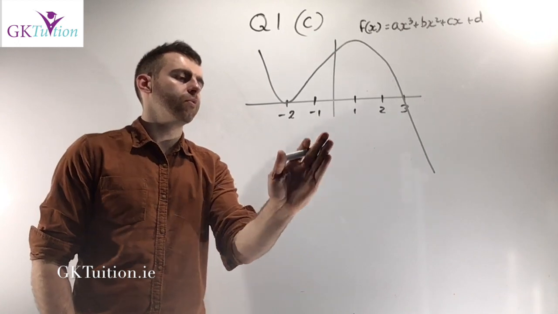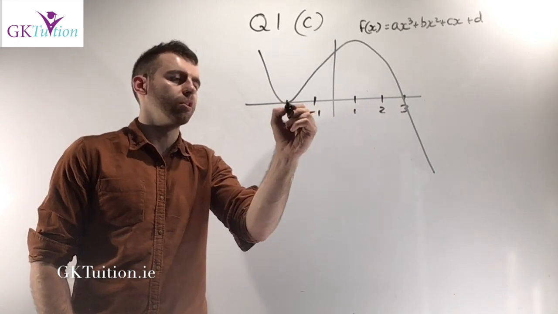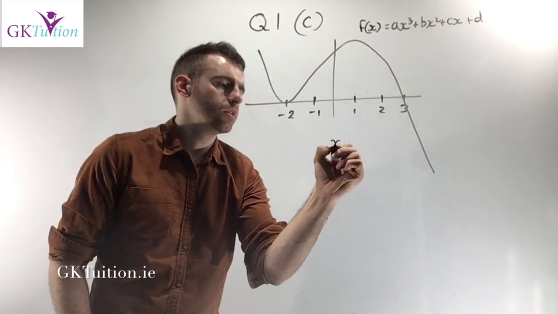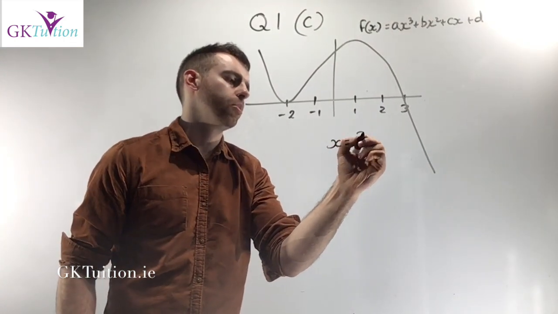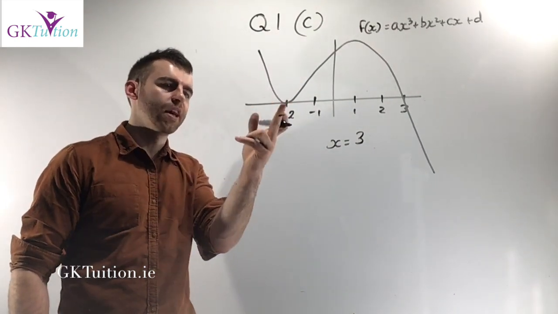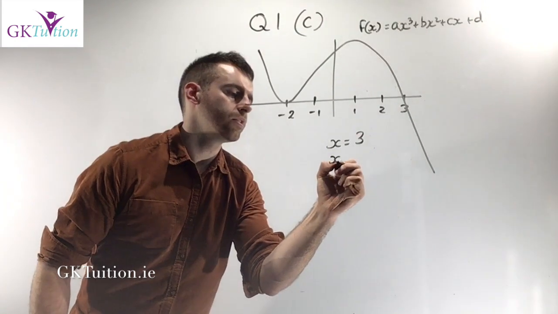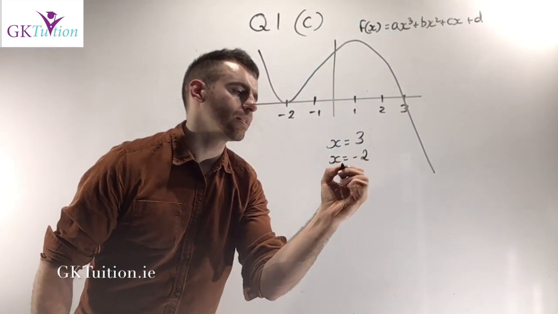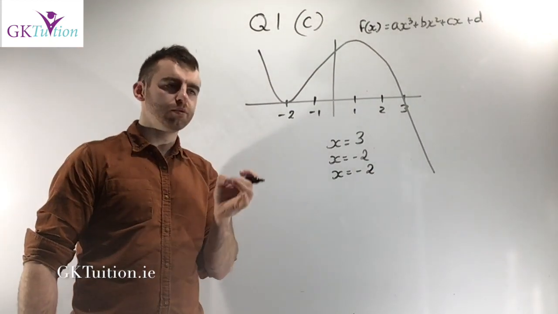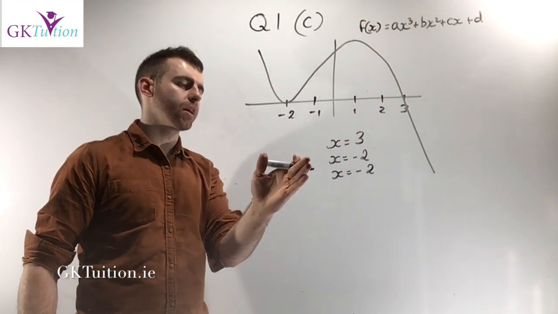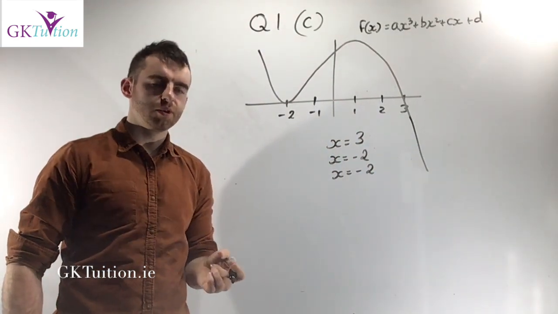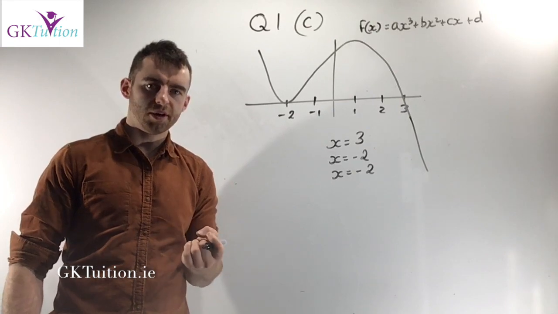The first thing you should have honed in on was the points where this curve crosses the x-axis. It crosses the x-axis here at 3, which tells me that one of the roots of this cubic is 3. It crosses the x-axis, or it turns on the x-axis, at minus 2. At a turning point, if it turns on the x-axis, that means that there's two roots at that point. So the three roots of this cubic are x equals 3, x equals minus 2, and x equals minus 2. If x equals 3 is a root, you need to turn it into its corresponding factor.